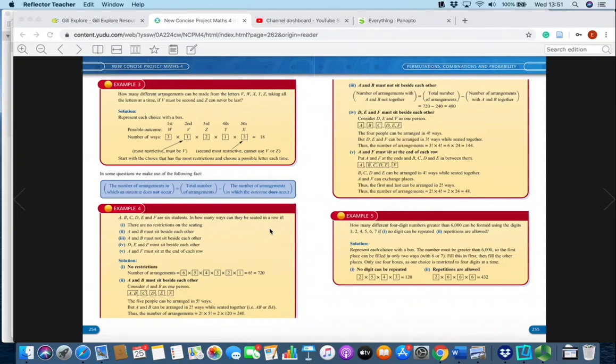A, B, C, D, E and F are 6 students. In how many ways can they be seated in a row if there are no restrictions on the seating? That's easy enough, that's 6 factorial. A and B must sit beside each other. Okay, so I recommend you pause the video here now, take down the question, and then I'm going to go and work it out for you.